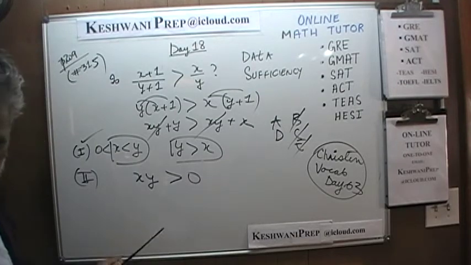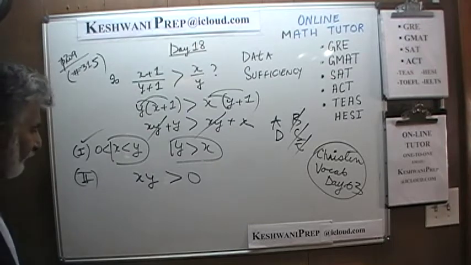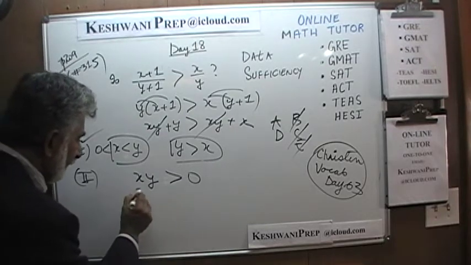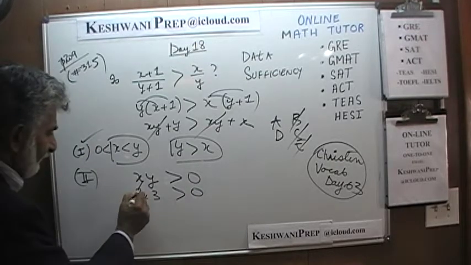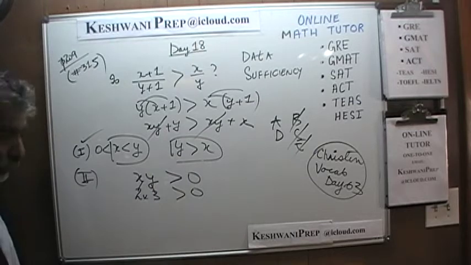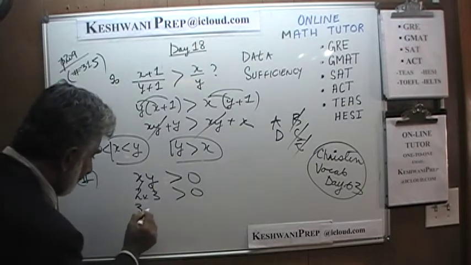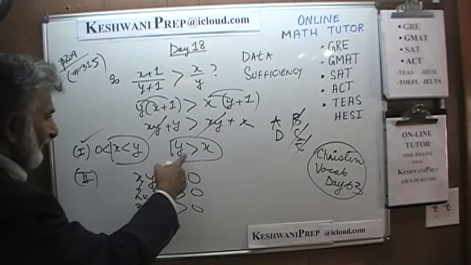Let's see what we can do with this thing. The simplest thing here would be to just plug in numbers. If x times y is greater than 0, just plug in 2 and 3. 2 times 3 is greater than 0, in which case x is 2 and y is 3. In that case, y is greater than x, or it could just as easily be 3 times 2, in which case y is not greater than x.